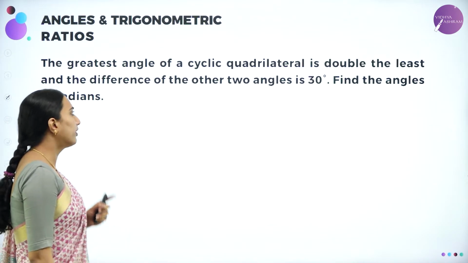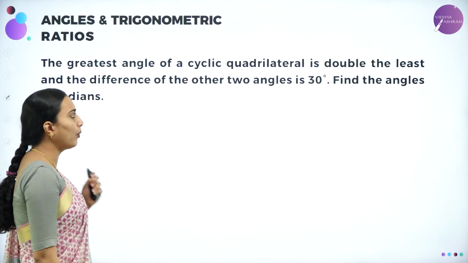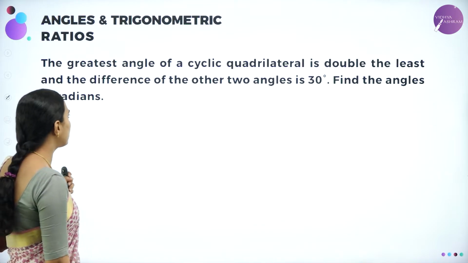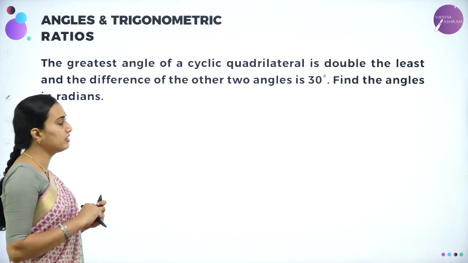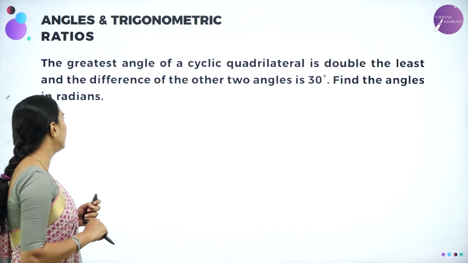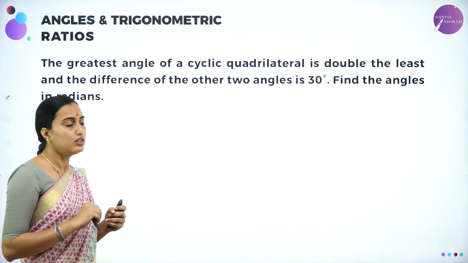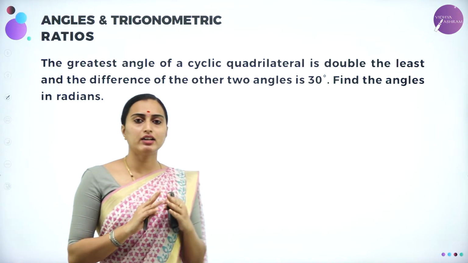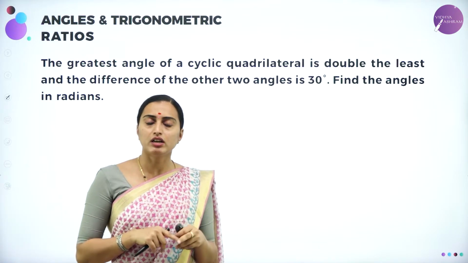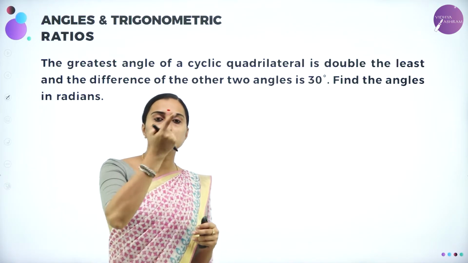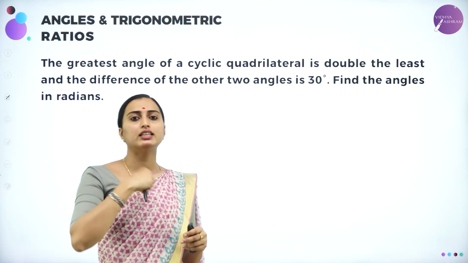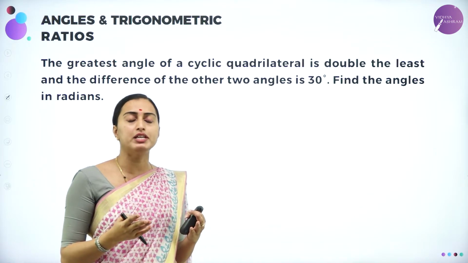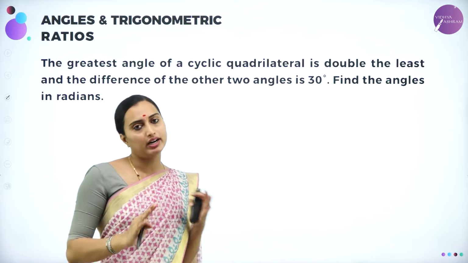What they've asked: the greatest angle of a cyclic quadrilateral is double the least, and the difference of the other two angles is 30 degree. Find the angles in radians, they've asked. So here we are moving on to the cyclic quadrilateral. What does it mean? A quadrilateral means a four-sided figure, isn't it? A cyclic quadrilateral means one that lies inside a circle. Inside the circle, the quadrilateral is present, and it is called a cyclic quadrilateral.